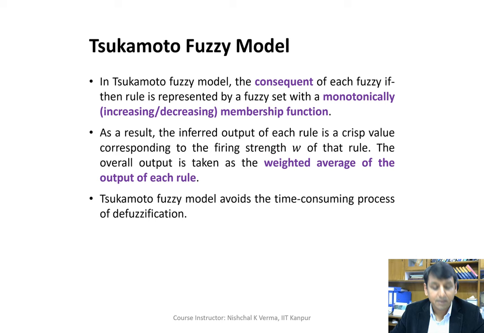Now, please understand carefully that the inferred output of each fuzzy rule is a crisp value. And this is found corresponding to the firing strength, that means the weight of that particular rule. So, the overall output is taken as the weighted average of the output of each rule. So, the Tsukamoto fuzzy model basically avoids the time consuming process of defuzzification because here the final output is the weighted average of the output of each rule. This makes the difference.